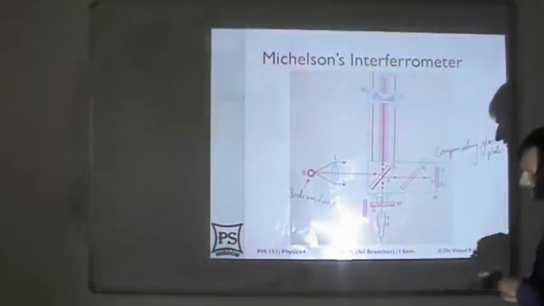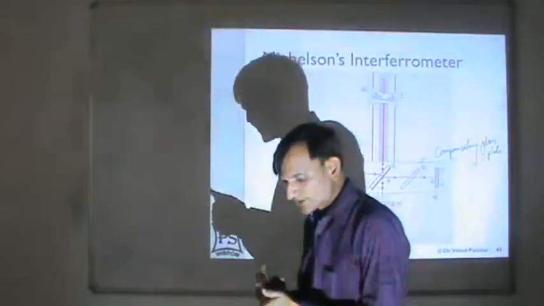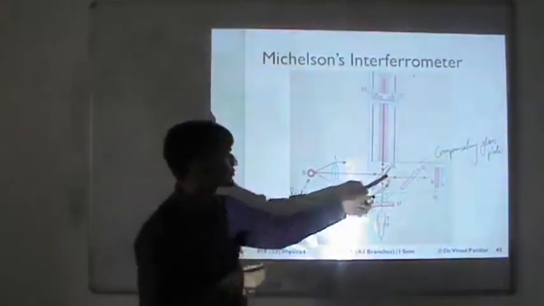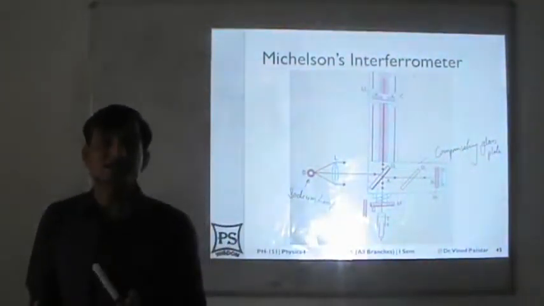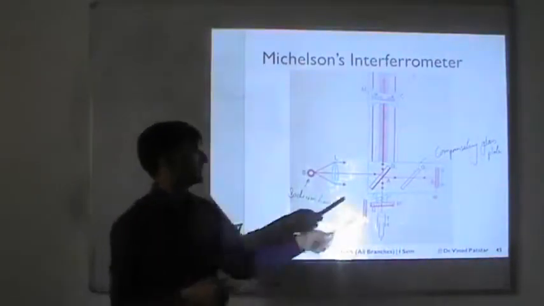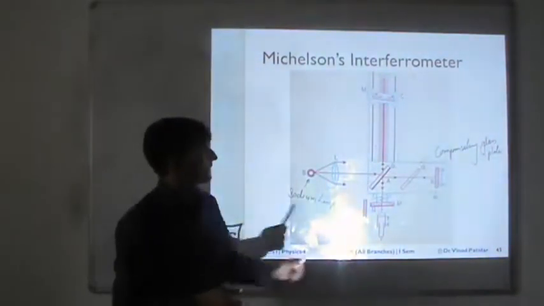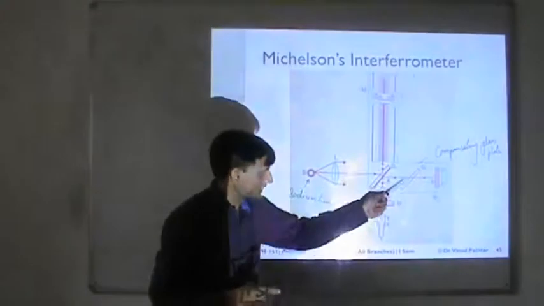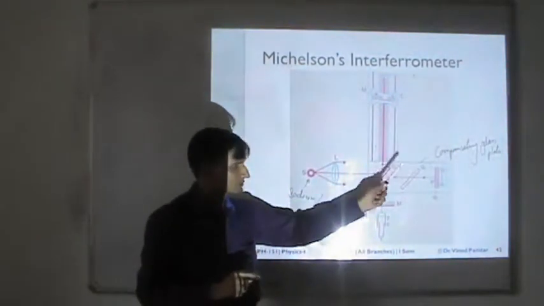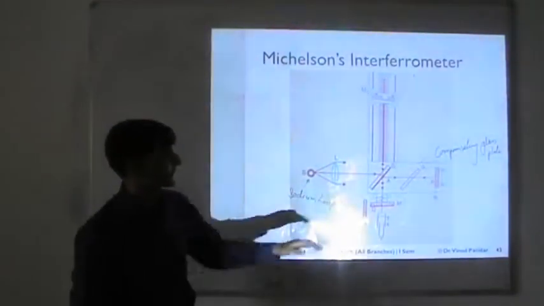Now, as is clear from the name, why is it known as a compensating glass plate? Because this is used to compensate the path difference, the additional path difference produced by the glass plate G1. There is no coating on the glass plate G2. This is completely a transparent glass plate.